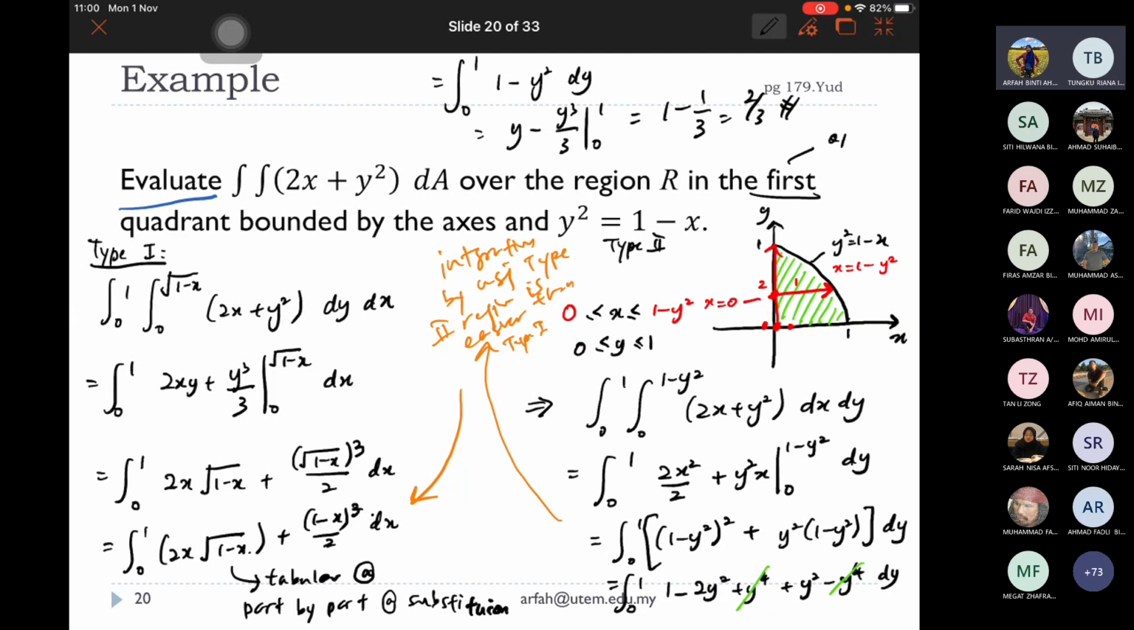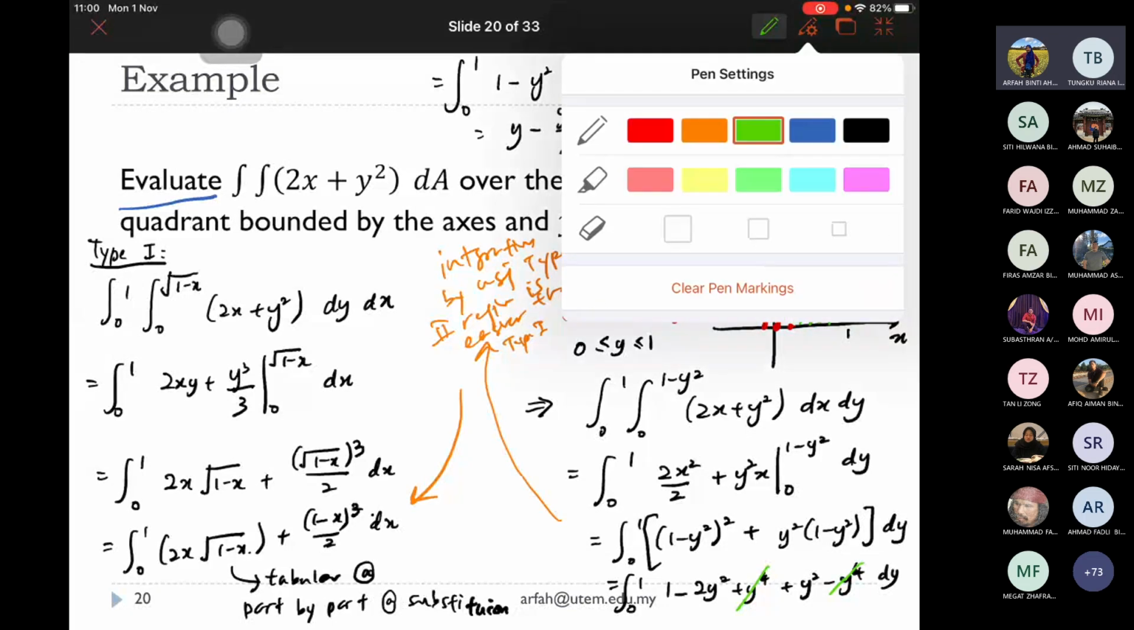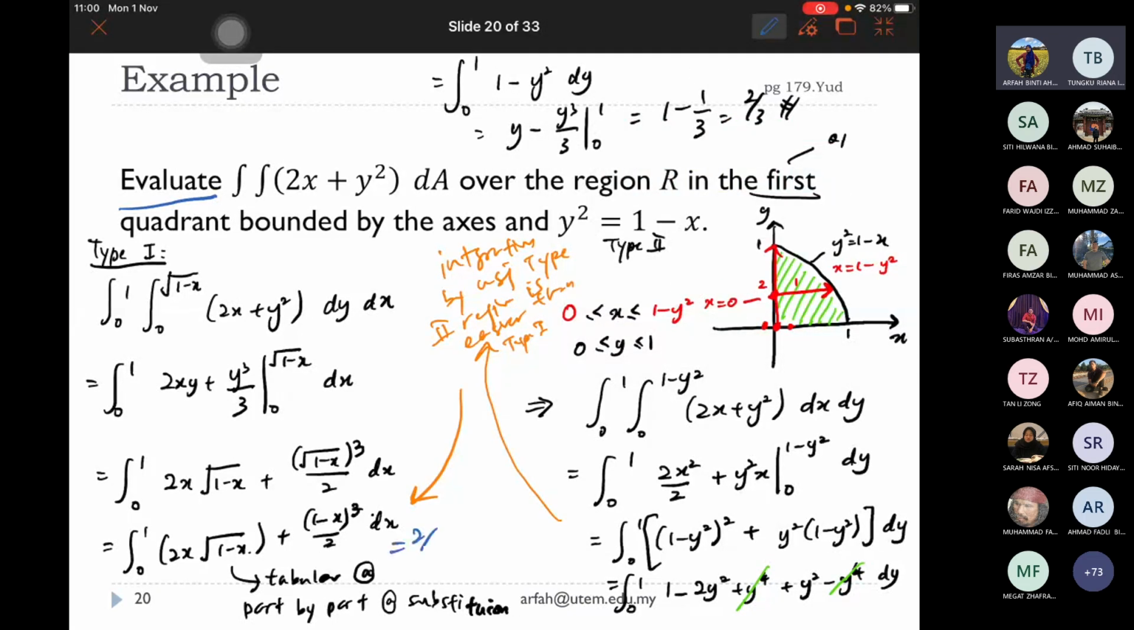So lagi mudah guna type 2 as compared to using type 1. That's the reason why you have to know which one, apakah dia punya integration yang betul. Okay, dia punya limits yang betul. And you have to know the sketching as well. Then, boleh tentukan integration yang mana lagi mudah. Type 1 atau type 2. Okay.